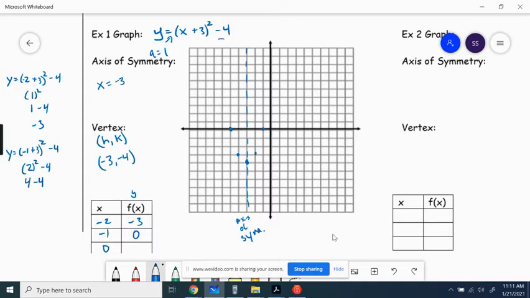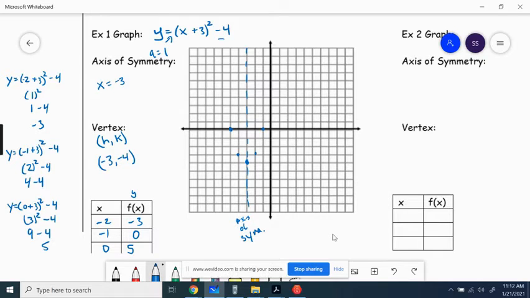Okay, now 0. So I'm going to put that here. y is equal to 0 plus 3 squared minus 4. 0 plus 3 is 3. 3 squared is 9. 9 minus 4 is 5.